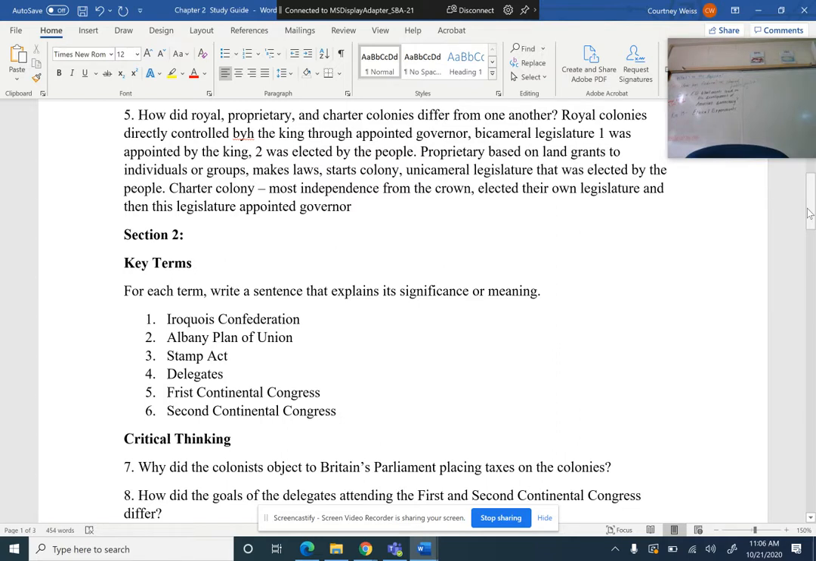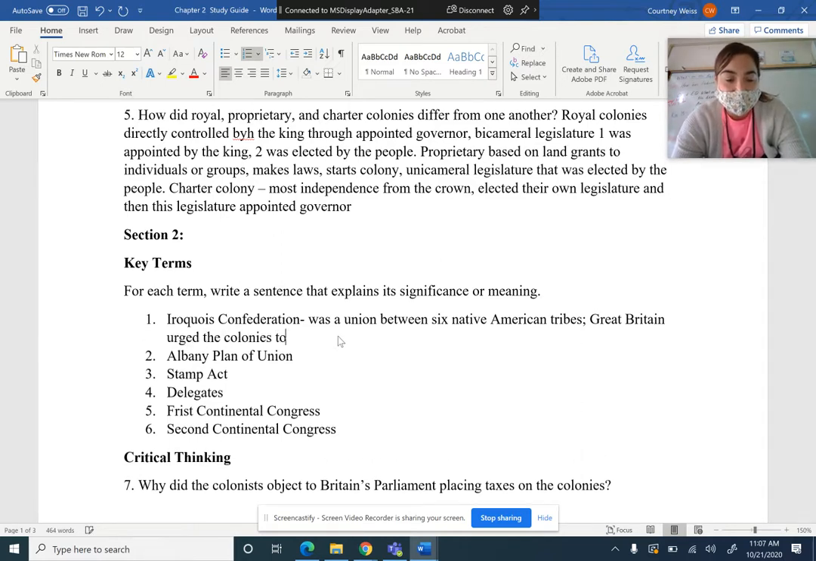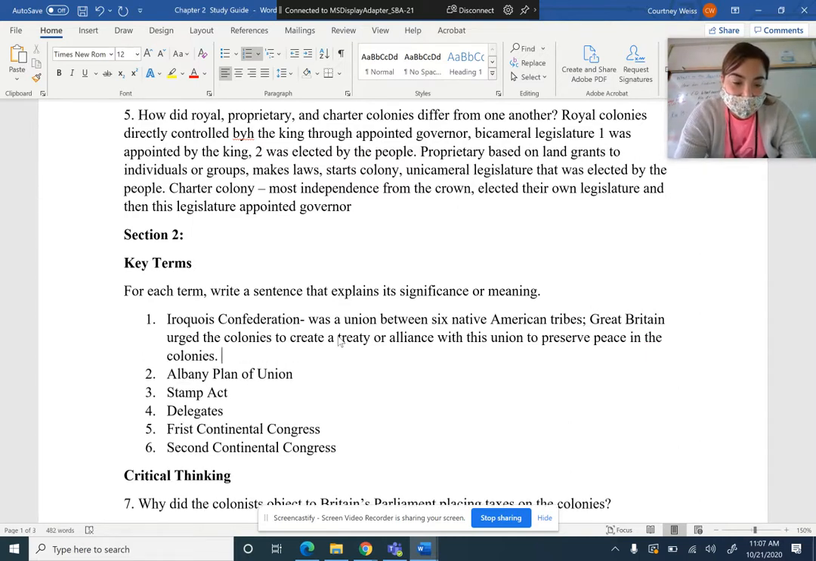For each term, write a sentence that explains its significance or meaning. Iroquois Confederation, what about it? Morgan? Okay, so the Iroquois Confederation was a union between 6 Native American tribes. Great Britain actually urged the colonies to create a treaty or alliance with this union to preserve peace in the colonies. This worked out for a couple colonies, and this alliance actually lasted for 200 years.